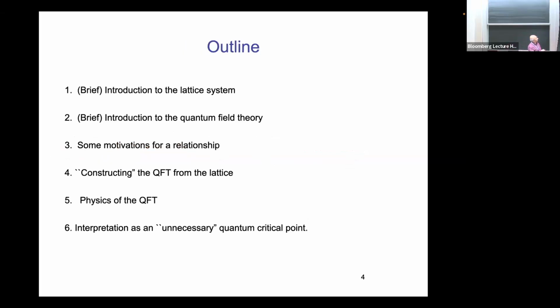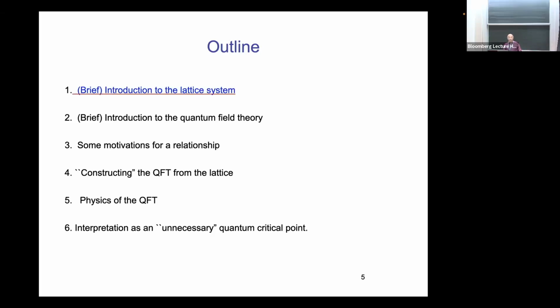So there's the outline. Unfortunately, on many of the things that I'm going to talk about, I'll have to be very brief. It'll be a review of things that different people know, but to bring the entire audience up to speed, I'll give brief reviews. I'll introduce the lattice system, I'll introduce the field theory, I'll talk about why, at least for me, there's a reason to understand the relationship. Then we'll construct the field theory from the lattice, and then talk about the physics of the field theory, and finally show its interpretation as this thing that is called an unnecessary quantum critical point.